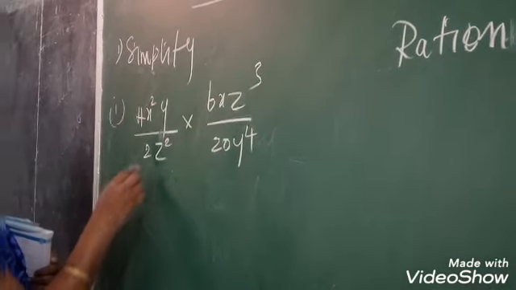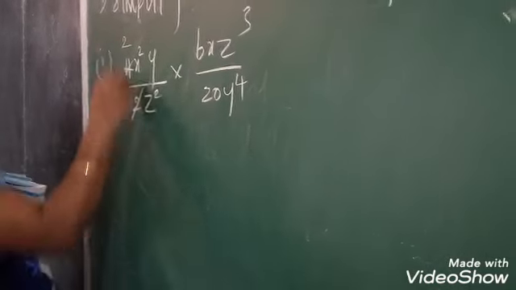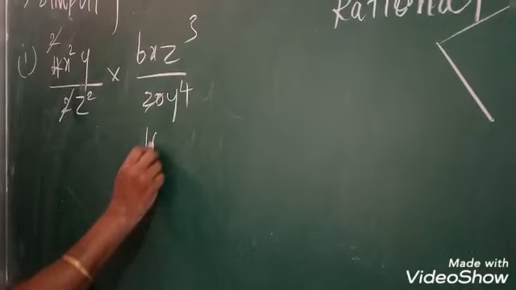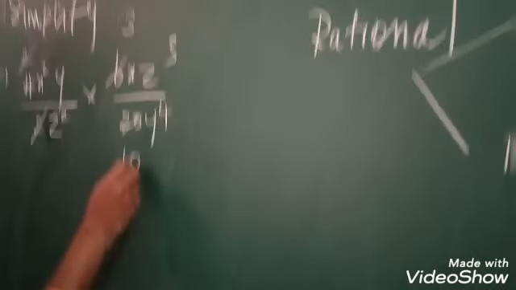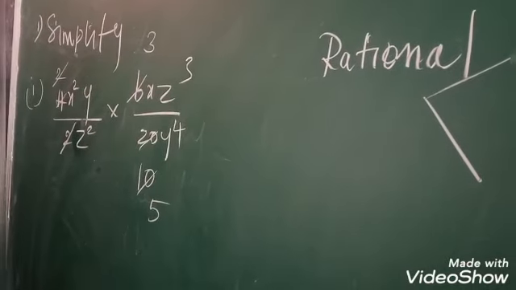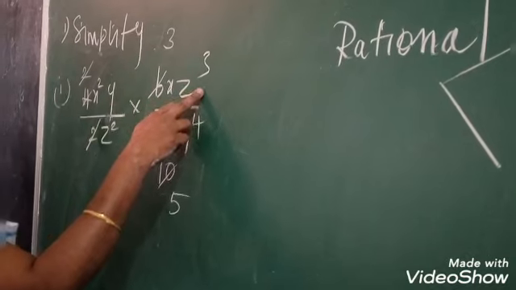First you have to see the numerical values. 2 ones are 2, 2 fives are 10. Next we have to divide with the 2 table: 2 threes are 6, 2 fives are 10, so 3 over 5. Then afterwards see the variables: y, z squared, here z cubed.